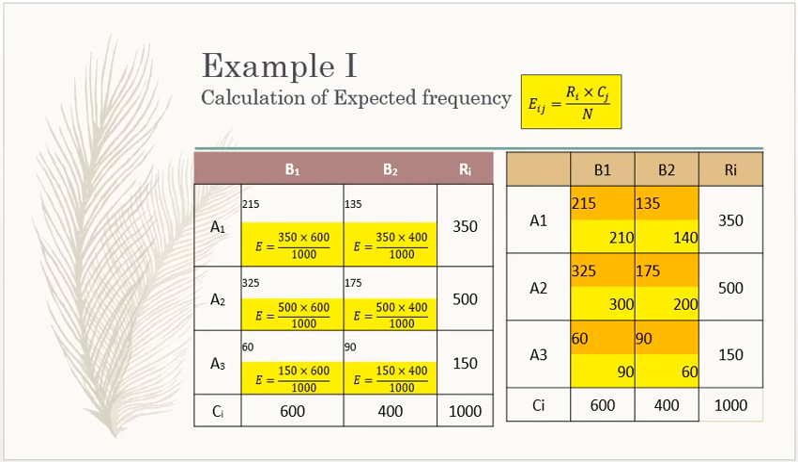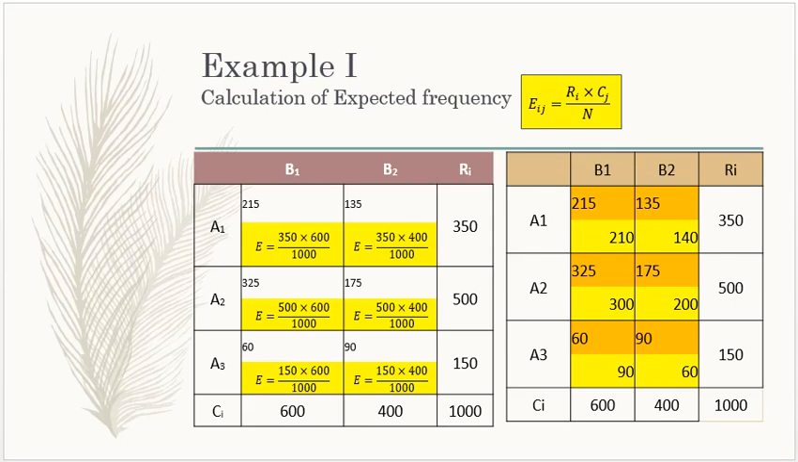Now we are going to find the expected frequency of a particular cell. The expected frequency of the first cell is 350 into 600. So 350 is the row total, and 600 is the column total corresponding to that cell. You multiply those and divide by the grand total n, which is 1,000. Likewise you find each of the expected frequencies for each of the cells.